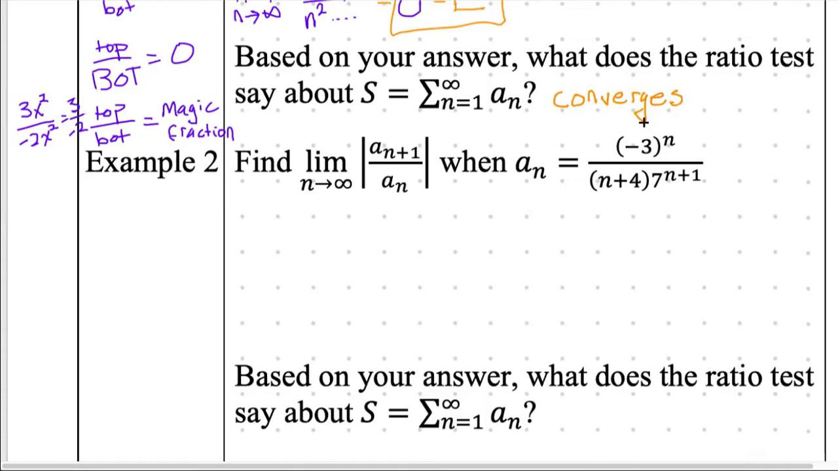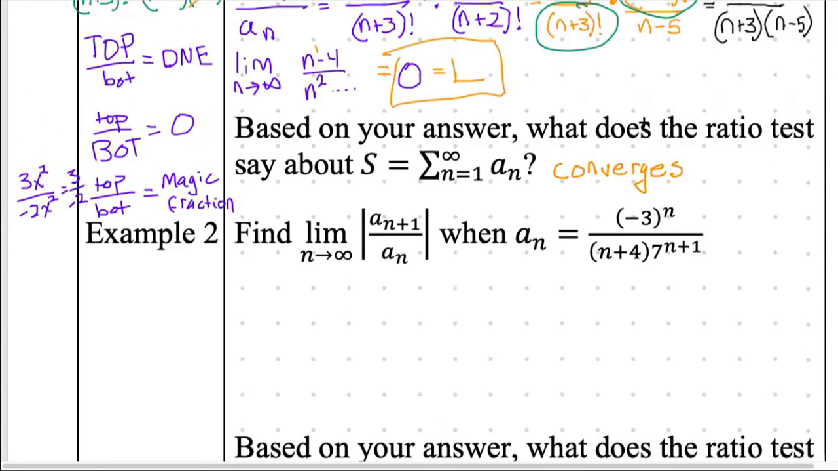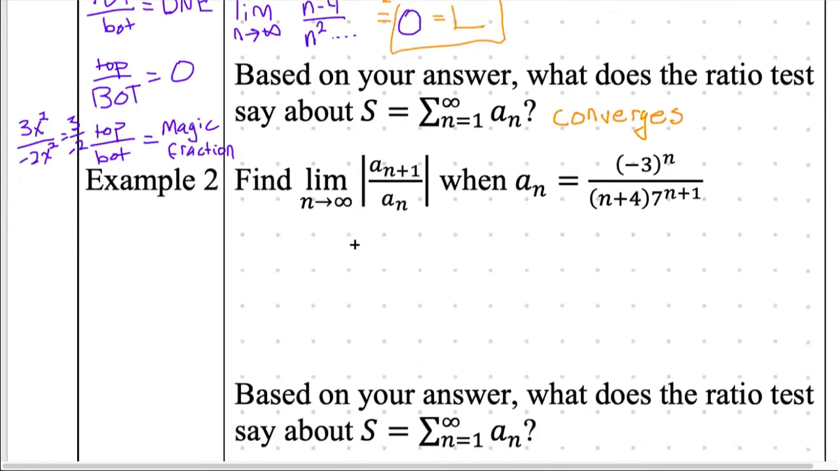Let's try another one. Again, if you want me to go slower, tell me to go slower in the nonverbal feedback. If you have a question, raise your hand. If you want to participate, give me the yes. Let's do example 2. Okay, so I have a new series. I'm going to go ahead and find this ratio. I'm going to do n plus 1 and then n on the bottom.